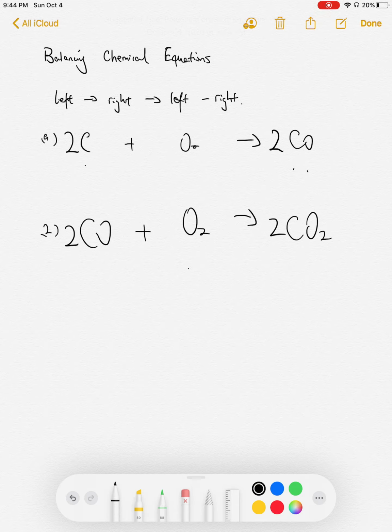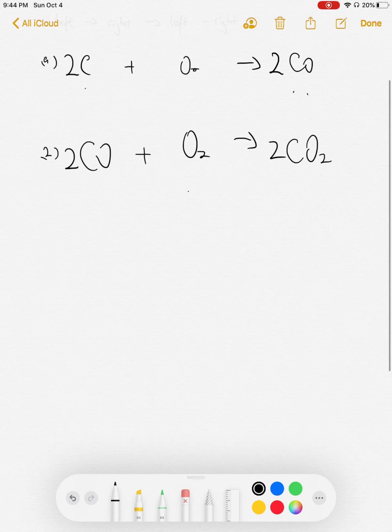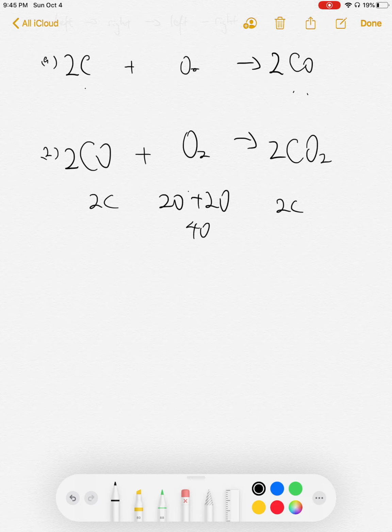So how do you double proof check? You just add up all the atoms you have on the left hand side and the right hand side. How many carbons do you have? You have 2 on the left side. How many on the right? You have 2 on the right hand side. What about oxygen? You get 2 oxygen from the CO, and you get another 2 oxygen from the O2. So that's 4 oxygen. And on the right hand side, you also get 4 oxygens from the 2 CO2, right? So it's a match. So let's move to the next one.